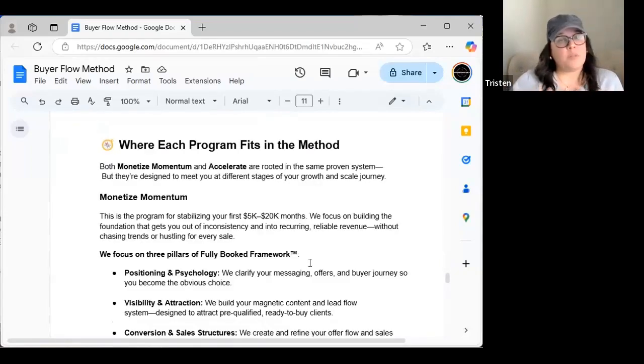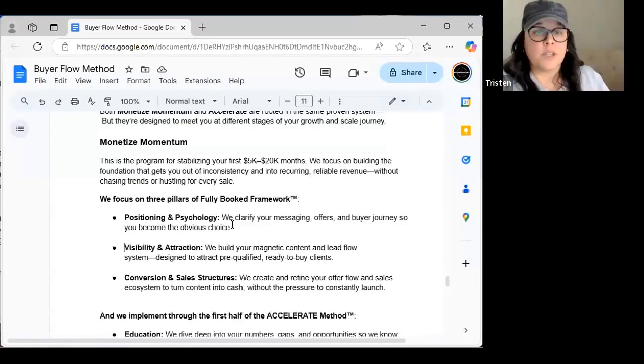And this is what I built my programs around, both my Monetize Momentum group mastermind and Accelerate, my one-on-one cohort. They are rooted in this same proven system, but they're designed to meet you at different stages of your business. So in Monetize Momentum, my group mastermind, this is where we're going to stabilize those first 5 to 20K months. And we focus on really building that foundation and getting you out of inconsistency and into recurring, reliable revenue.